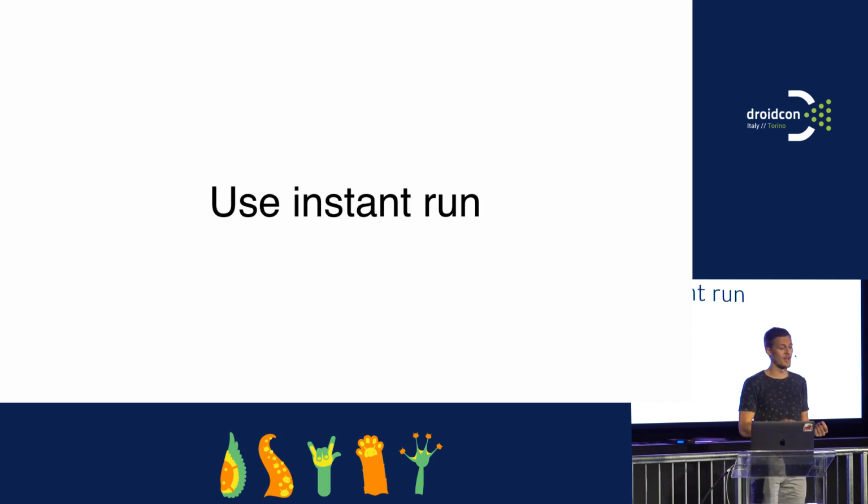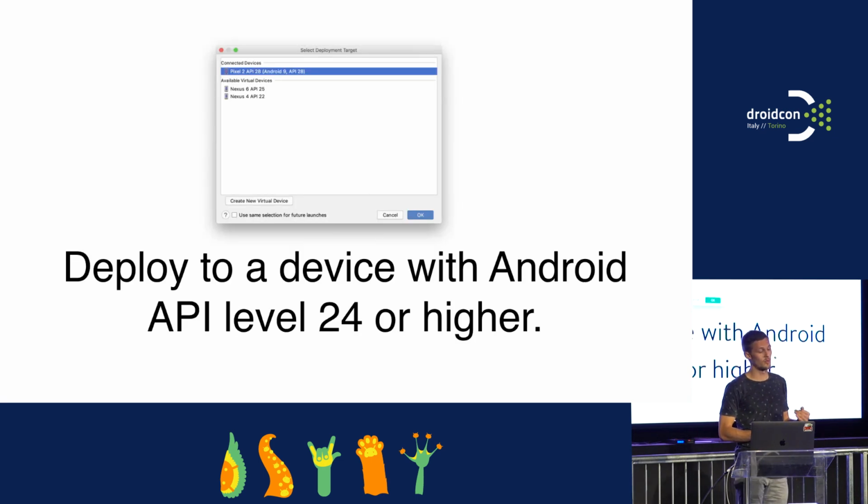Another thing that you should do is use Instant Run. For me, I think it's always very important when you change something that you get fast feedback. And Instant Run is really, really good for this. And especially if you deploy it to a device with Android API level 24 or higher, it's even more optimized.